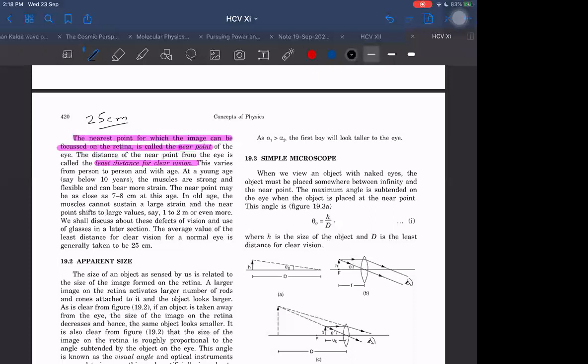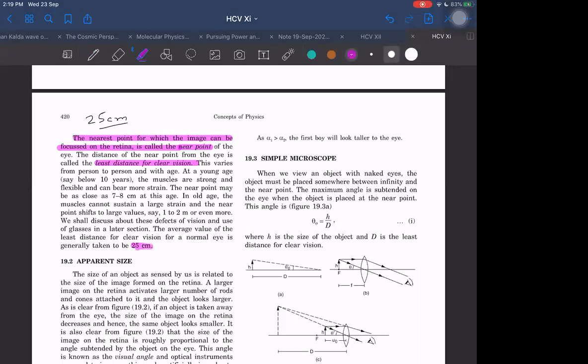Although in a healthy person also it may vary from person to person, we take it on an average. The average value of the least distance for clear vision for a normal eye is generally taken to be 25 centimeter. So if you find some question in examination and they have not given any data, by default we want to take it as 25 only.